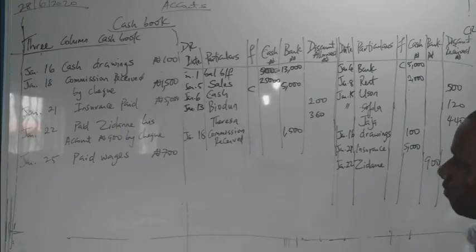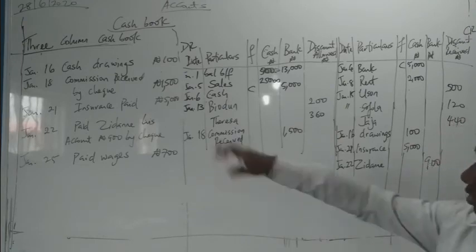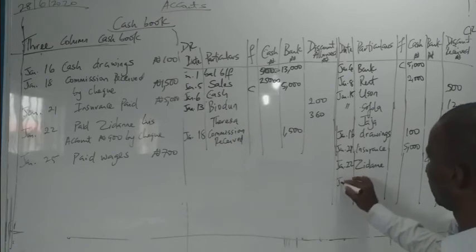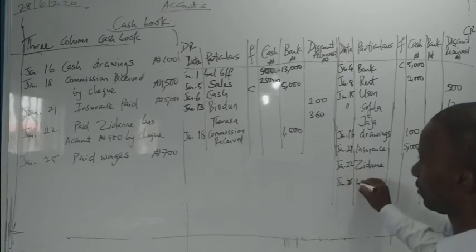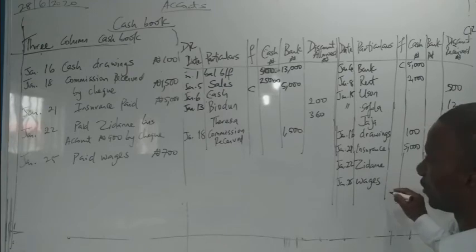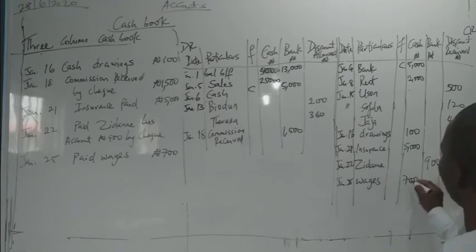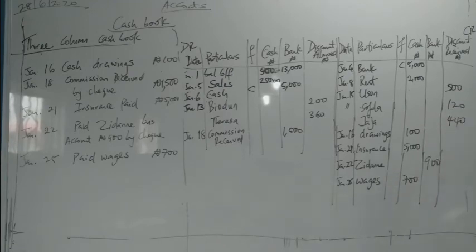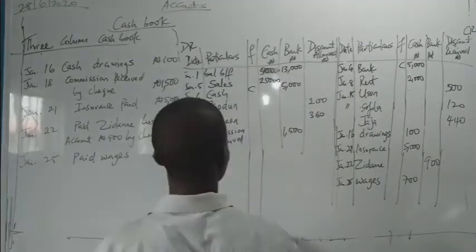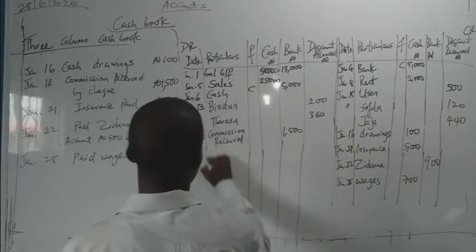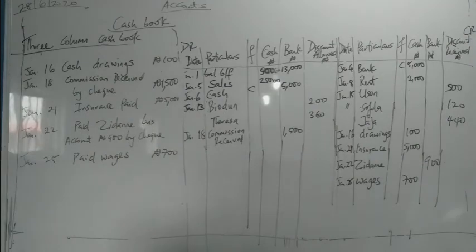Then the last one, paid wages. Wages of how much? Wages of 700. Money is going out. You're making payments. January 25th, wages 700 naira. So these are the transactions. Now it's time to close up the account.